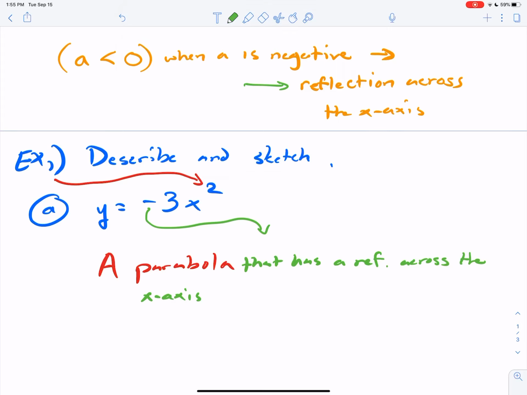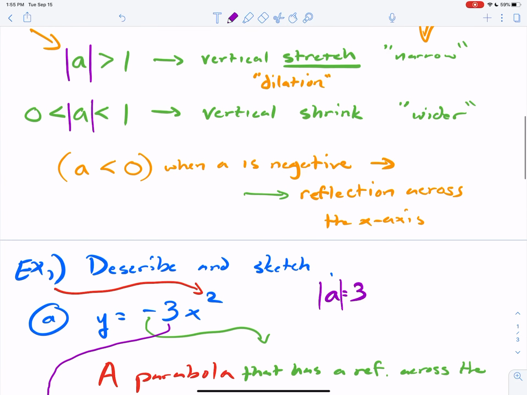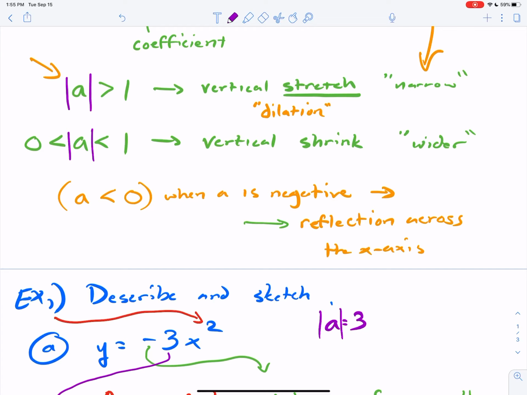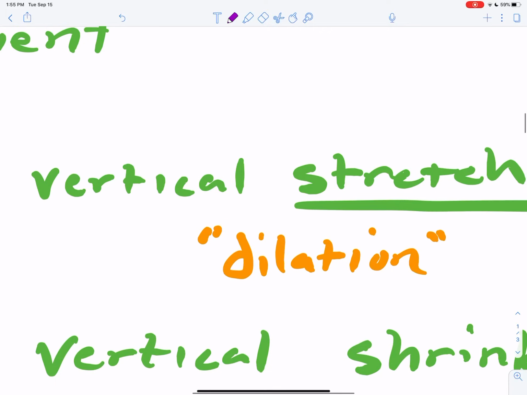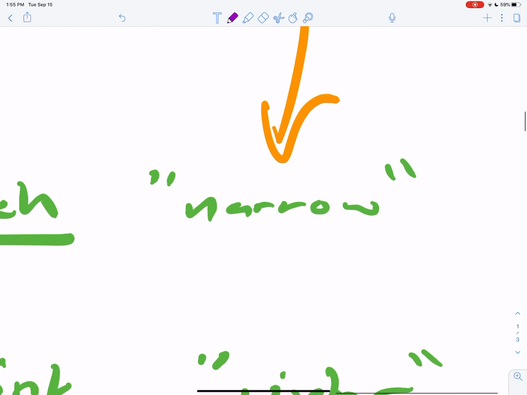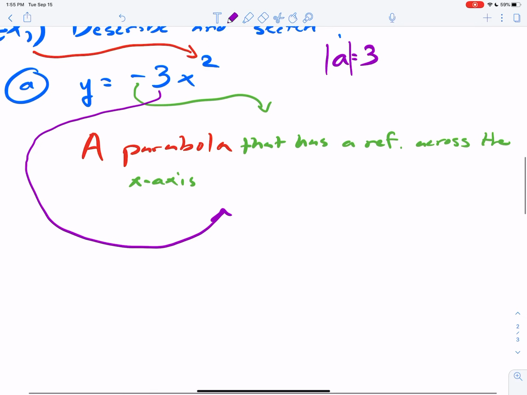Okay? Now, the last part, just that 3. What does that tell you when a is 3? Remember, we're not looking at the negative sign, we're just looking at the value, okay? Since a is 3 and 3 is greater than 1, that tells me there's a vertical stretch. What does the vertical stretch mean? We're just making it more narrow, okay? So we're going to say a parabola that has a reflection across the x-axis and a vertical stretch.